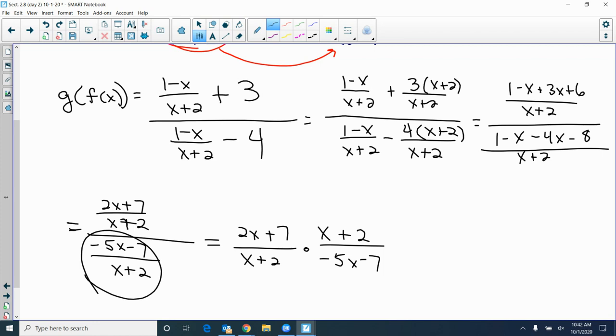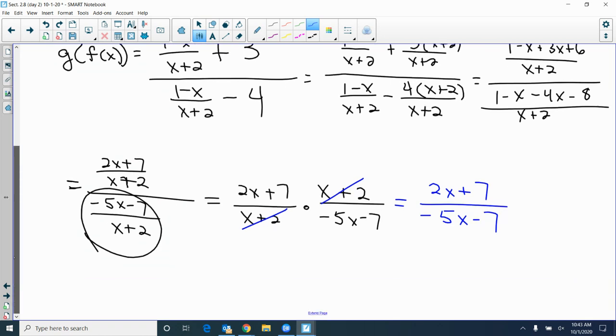All right, what happens to our x plus 2's? Cancel. Cancel. And then I get that. That's your final answer. All right, take a second. I want you to think if you can figure out what the domain is. Okay, so you need to figure out what the domain is.